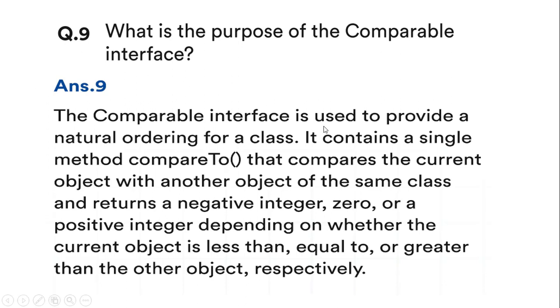So what is the purpose of the Comparable interface? Basically the Comparable interface is used to provide natural ordering for a class. It contains a single method, compareTo, that compares the current object with another object of the same class and returns a negative integer, 0 or a positive integer, depending on whether the current object is less than, equal to or greater than the other object respectively. Take a snippet of this question. This is most repeatedly asked in most of the interviews such as TCS, Infosys, Capgemini, Accenture and HCL. Most of the top tech and product based companies widely ask this question.